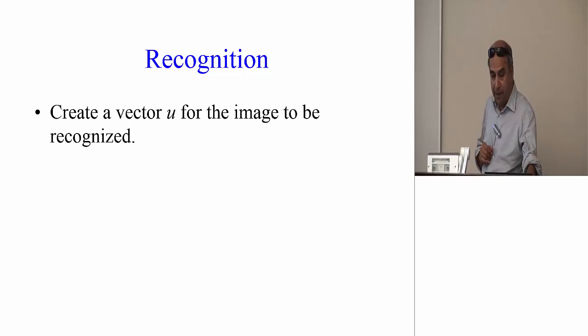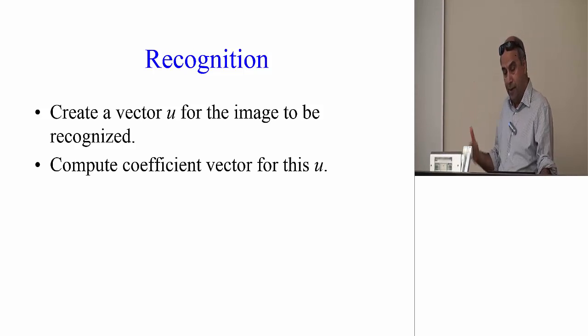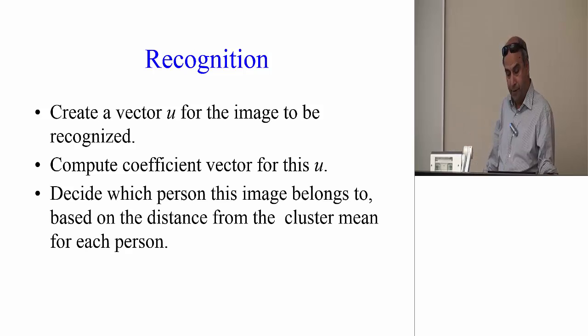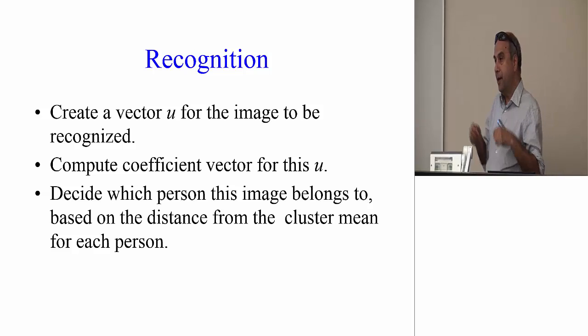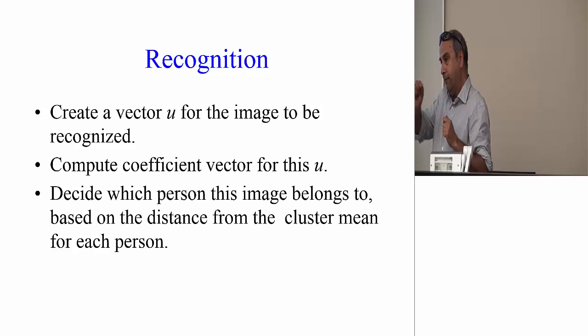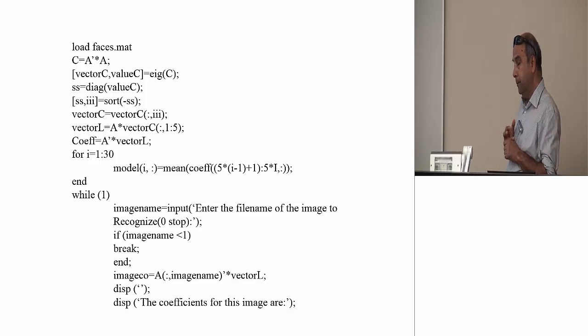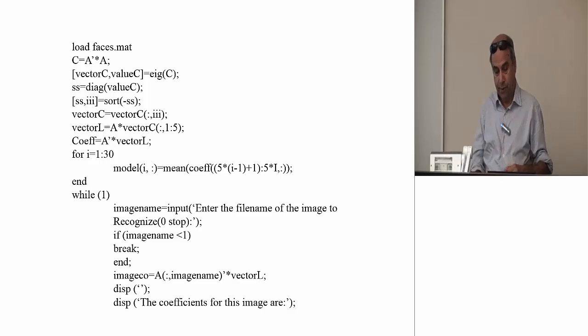You are given an image, you compute a U vector from that, flatten it, and then compute the coefficients using the eigenvectors, and then decide which cluster that person belongs to, person 1, person 2, person 3, by finding the distance, and you say that's a person. Okay, so it's simple. This is actually a MATLAB code. You can run it. It will work, and this will do that.